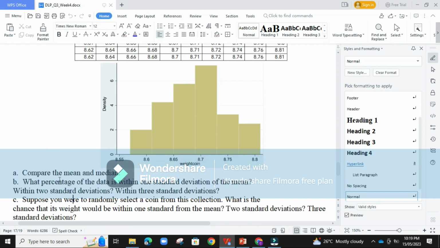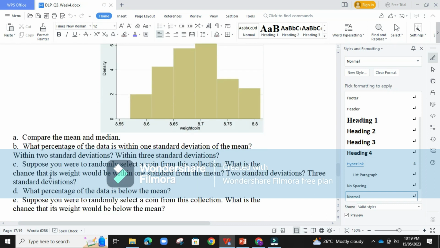Compare the mean and median. That's for letter A. Then letter B, what percentage of the data is within 1 standard deviation of the mean? Then within 2 standard deviations. Then within 3 standard deviations. Letter C, suppose you were to randomly select a coin from this collection, what is the chance that its weight would be within 1 standard deviation from the mean? 2 standard deviations, 3 standard deviations.